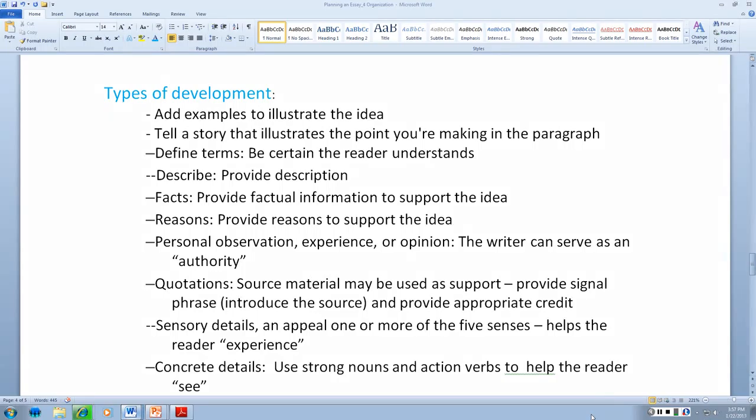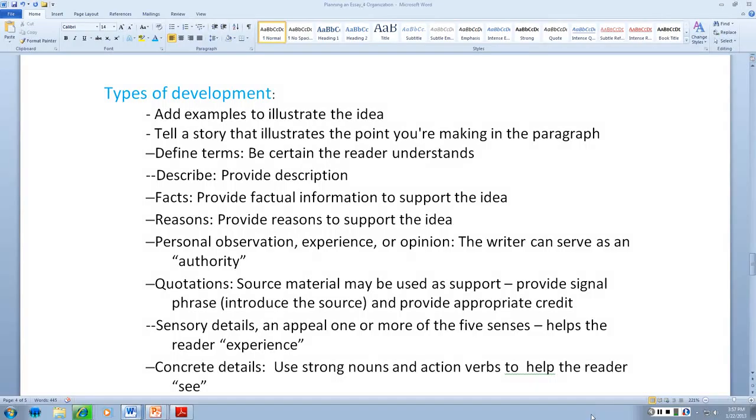particularly if the term is something that is questioned, the meaning is questioned. Be sure you define it. You can always use a dictionary definition. Go to the dictionary, tell the reader where you got the definition, or you can simply define it so that the reader understands what you mean by it.